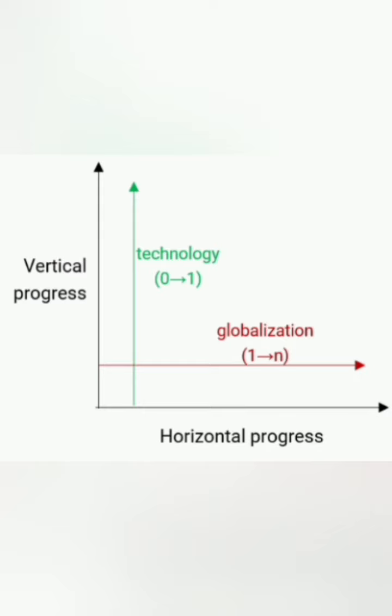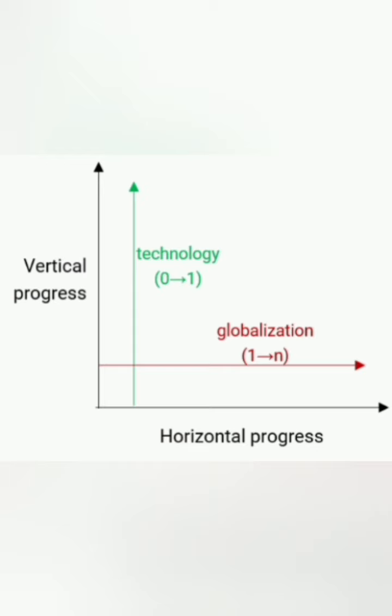Now moving towards the next part, that is horizontal and vertical progress. Horizontal or extensive progress means copying things that work, going from 1 to n. Horizontal progress is easy to imagine as we already know how it looks. Vertical or intensive progress means doing new things, going from 0 to 1. Vertical progress is harder to imagine because it requires doing something nobody has ever done.